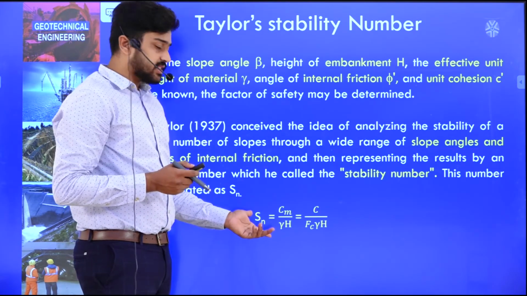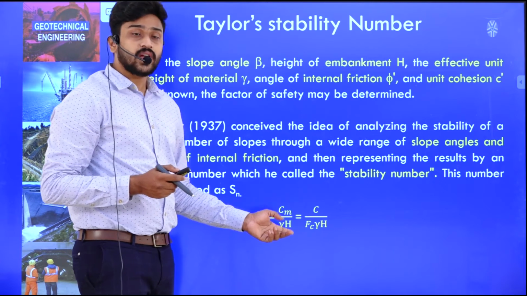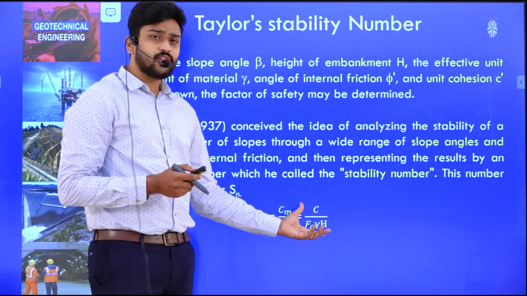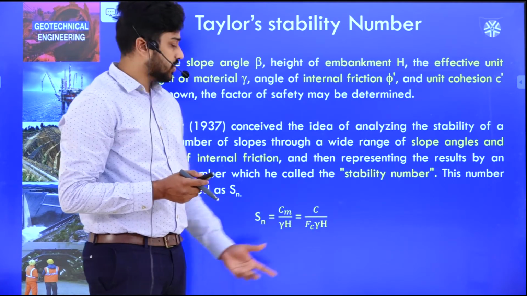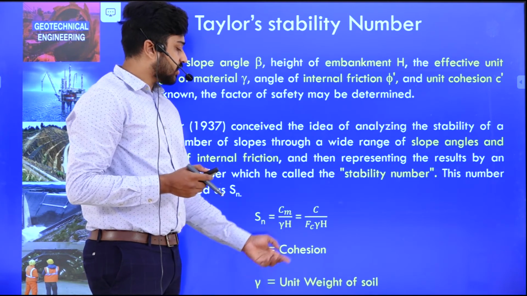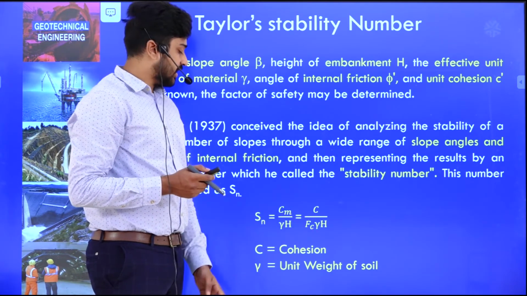As I have stated, Sn is nothing but Cm by gamma h, and as we know Fc is nothing but c by Cm. So simplifying, we have obtained this c by Fc into gamma h. Here c is the cohesion, gamma is the unit weight of the soil and h is the height of the soil mass.